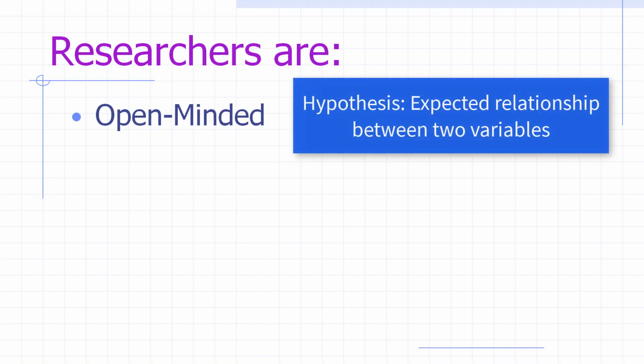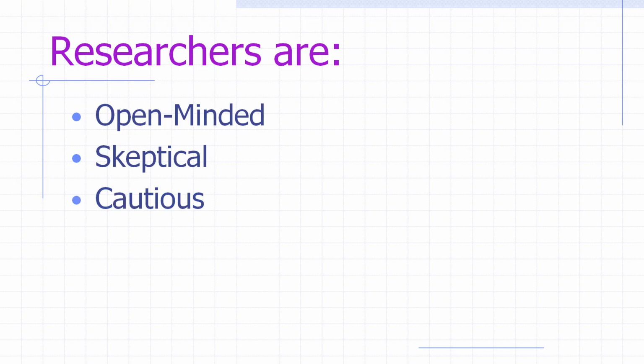Okay. So then if that's what research is, then researchers are open-minded, even if we may have what's called a hypothesis, something that we expect the research to show. We're open to the research not showing that. We're skeptical, right? We don't take things at face value. We need evidence. We're cautious. We don't go around making large claims from one study. We are fallible. Sometimes we make mistakes.